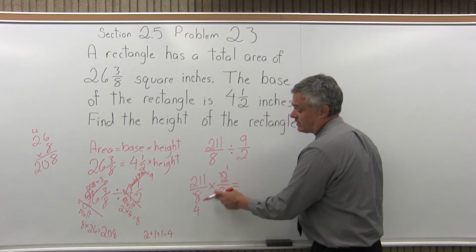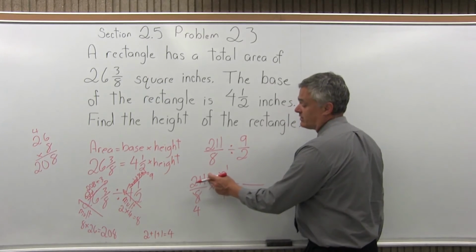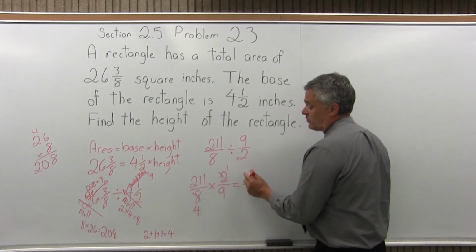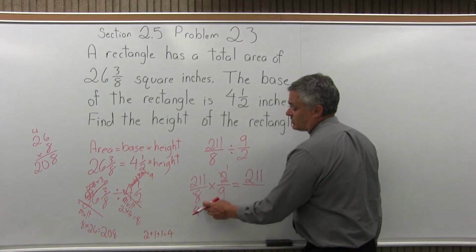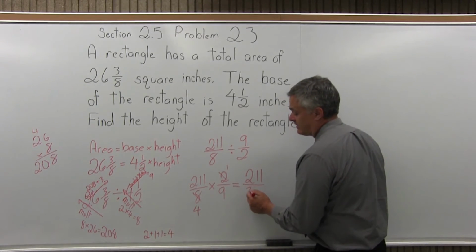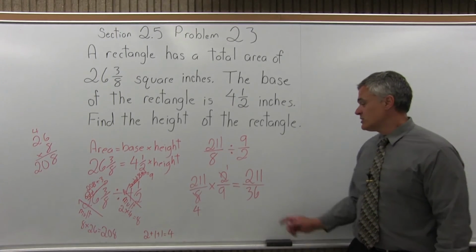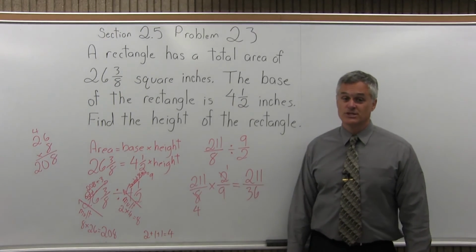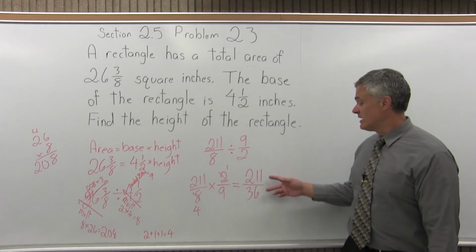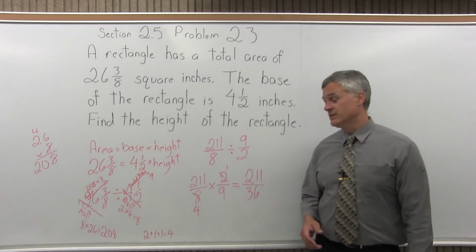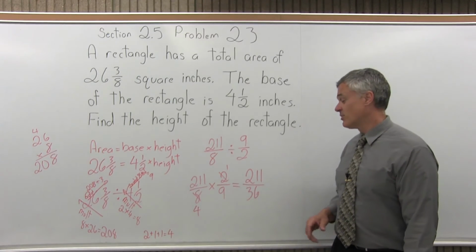The 2 went into 2 once, and the 2 went into 8 4 times. So now when I multiply the numerators, 211 times 1 is 211, and denominator times denominator, 4 times 9 is 36. So the height is 211 over 36 inches. Now, some math teachers prefer that you don't leave your answer in the form of an improper fraction. Sometimes that's okay. So if your teacher will let you leave it that way, you're done at this point.